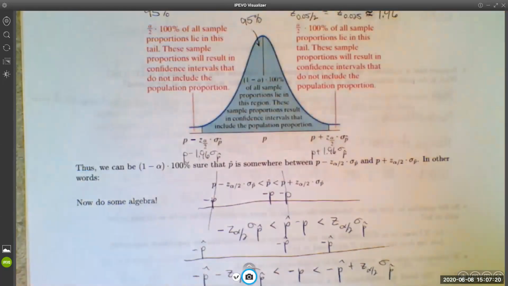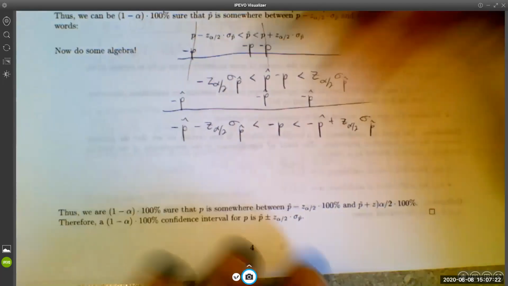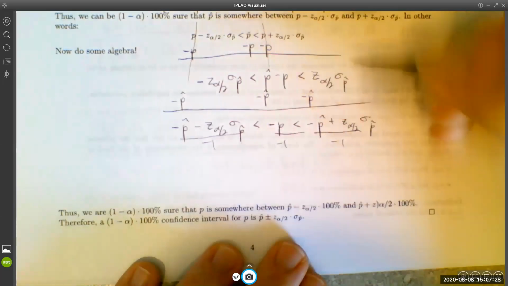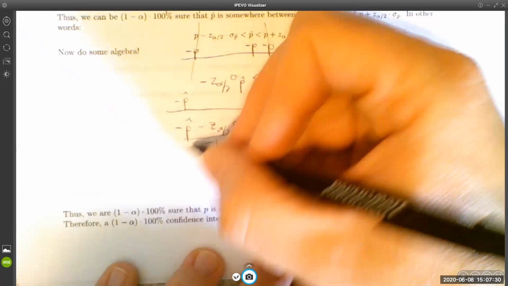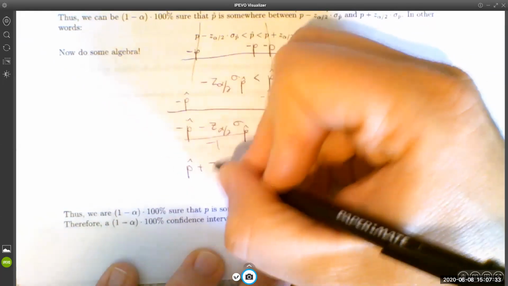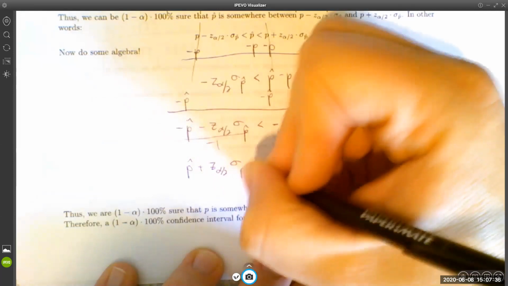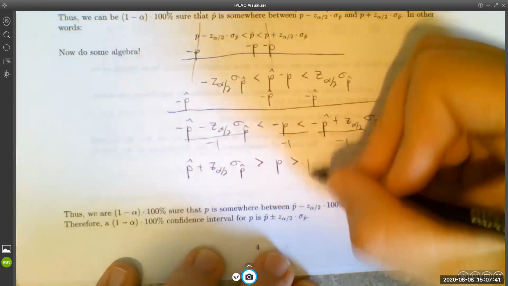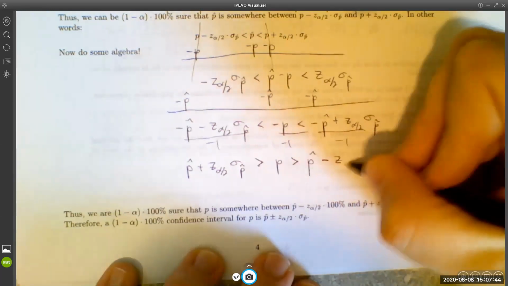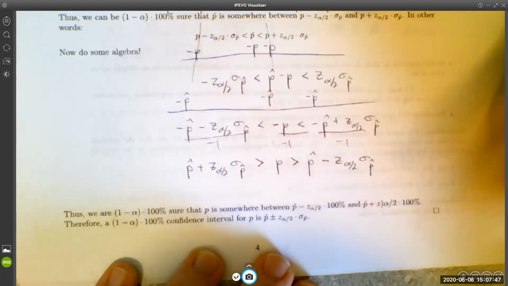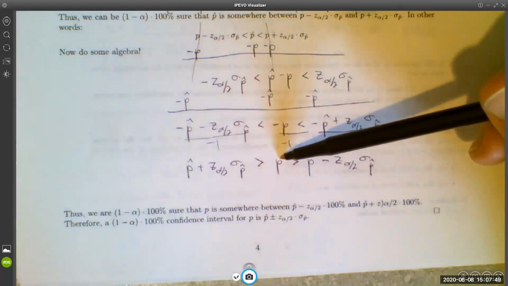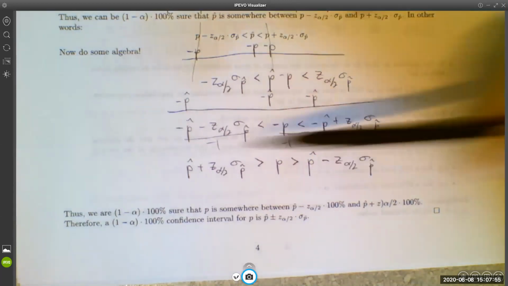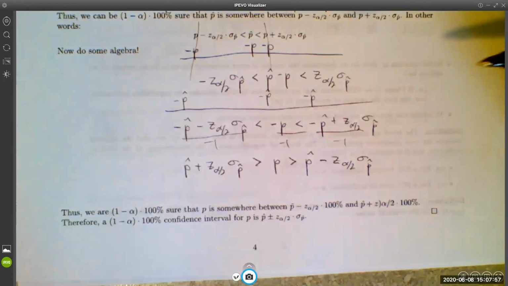And then finally, we'll divide through by -1. So if we divide this thing through by -1, remember that when you divide an inequality by a negative, the signs flip. So if we divide through by -1, we get positive p hat plus z sub alpha over 2 times sigma sub p hat is greater than positive p, which is greater than positive p hat minus z sub alpha over 2 times sigma sub p hat. In other words, p is somewhere between p hat minus z sub alpha over 2 times sigma sub p hat and p hat plus z sub alpha over 2 times sigma sub p hat.